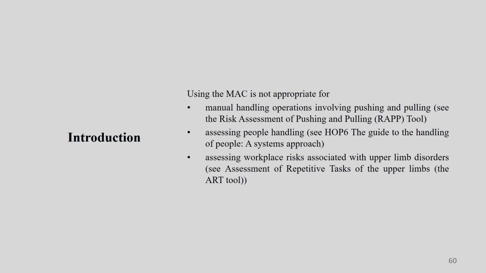This tool also cannot be used where people are handling people, that is, human handling. Those cases also you cannot use this tool. You should go for the HOP6 guideline, and you should handle that with a systems approach. You have to take care. Also, you cannot use this particular tool while assessing the workplace risk associated with upper limb disorder. Where something is specific to upper limb disorder, you cannot use this tool.